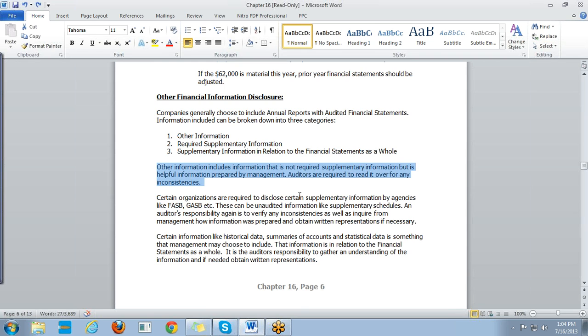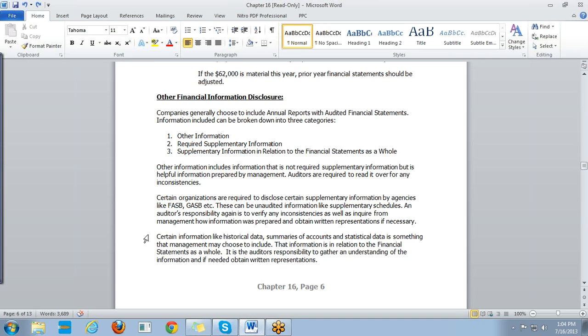Not information that is not required but is helpful. You are required to read it for any inconsistencies in that annual report. Required to disclose certain information by agencies. You need to audit this information. Look at supplementary schedules. An auditor's responsibility again is to verify any inconsistencies as well as inquire from management how information was prepared and obtain representations if necessary. Okay?